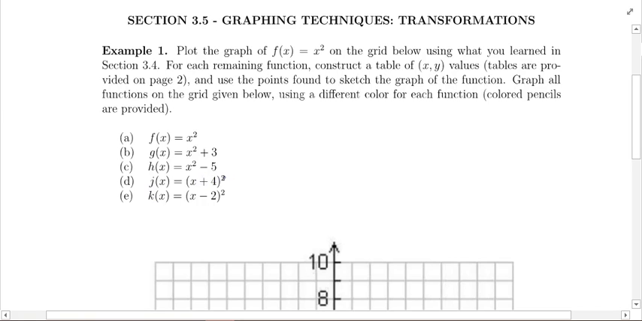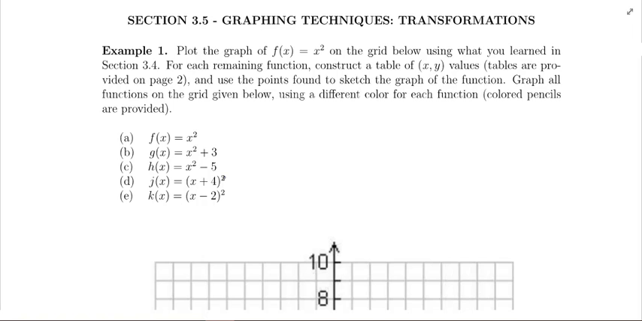Okay, so if you distributed, like in part D, if you did x plus 4 times x plus 4 and you multiplied that out, you would get an x squared piece in there. So the remaining 4 functions are some variation of x squared. We're comparing them by putting all the graphs on one grid, so we can see how the 4 functions compare to the original basic function of x squared.